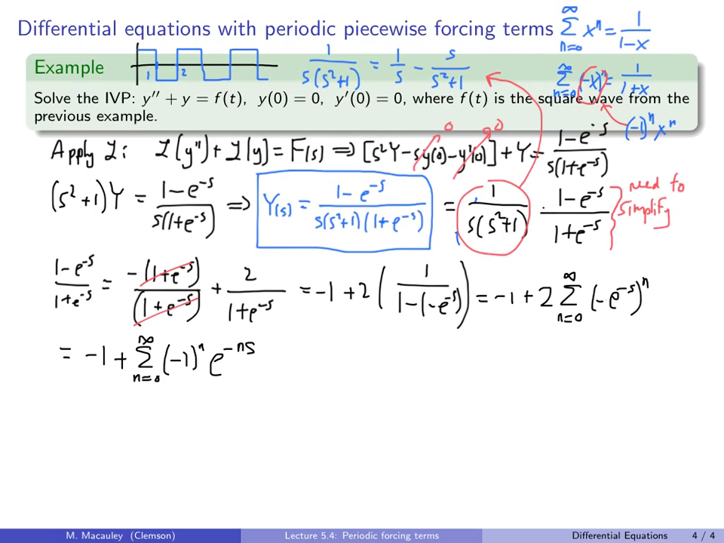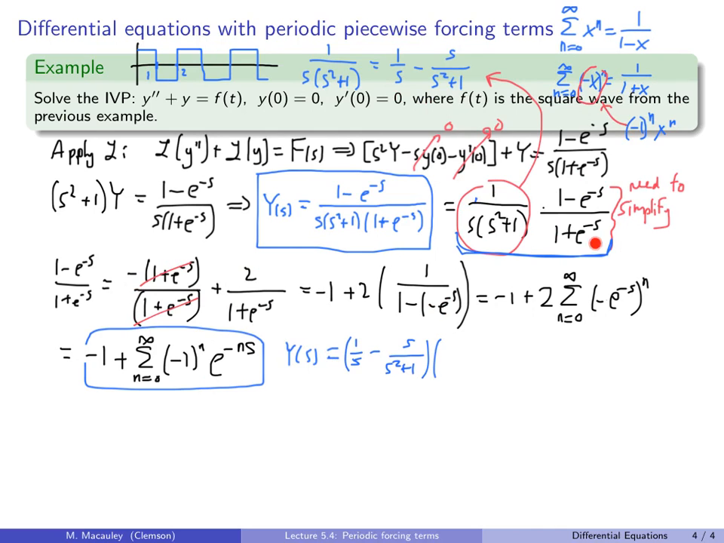Remember this thing is what we had, and this we broke up with partial fractions, and this we successfully simplified, and this is what we simplified it to. So let me box this. So now we can write y of s equals, this term is going to be 1 over s minus s over s squared plus 1. And then this thing here I can write as negative 1 plus the infinite, hold on, I guess I forgot my 2. I had a 2 there and I dropped it, so let me stick that in there.